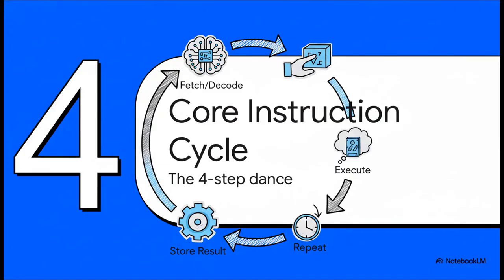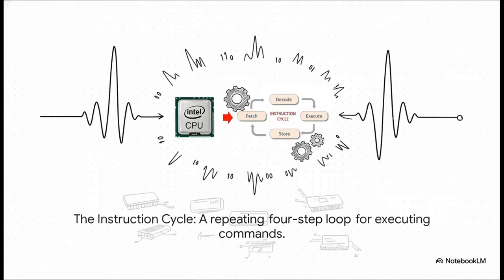All right, we've met the brain, the CPU. We've met its memory. Now, it's time for the main event. How do these parts actually talk to each other to get anything done? Well, it all boils down to this incredibly simple, super elegant four-step dance that happens billions of times every single second. And this right here, this is it. This is the fundamental heartbeat of your computer. It's called the instruction cycle.